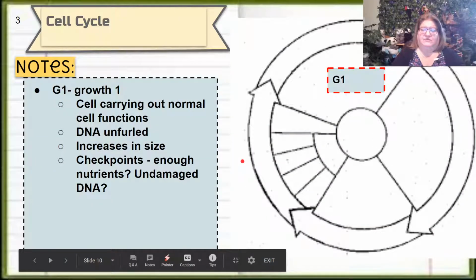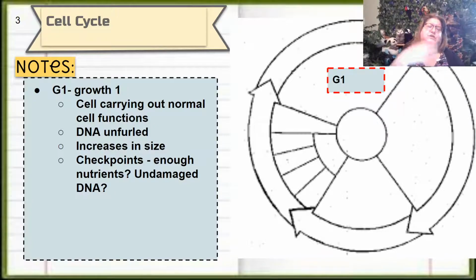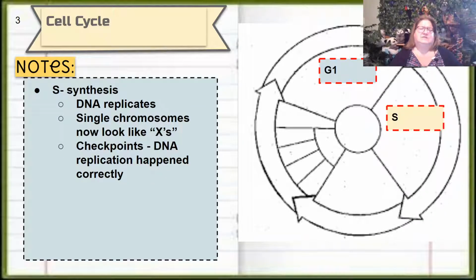So let's go over these. The first one, and you'll notice on yours, you'll move the slide. So make sure you move the slide so you've got G1 labeled. G1 would be growth 1, where the cell is carrying out normal cell functions. The DNA is nice and open and being used. The cell increases in size. And by the end of G1, there needs to be some checkpoints. Are there enough nutrients? Is the DNA undamaged? If everything's good, the cell goes to S phase, where the DNA replicates.